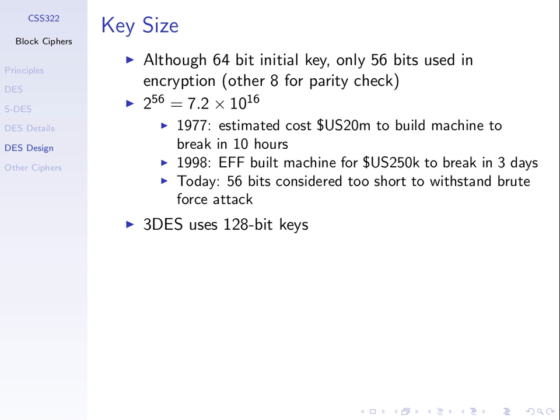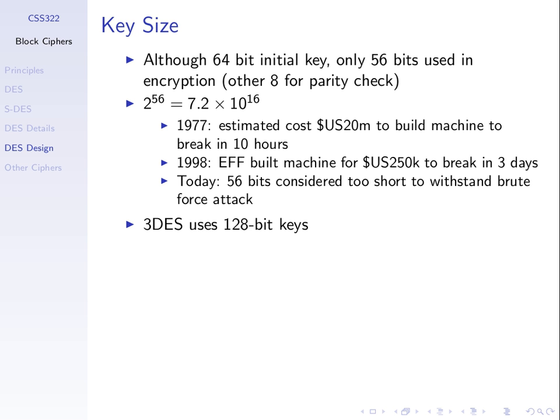So 56 bits is considered too short against a brute force attack. It's not long enough. We need more bits. So that's the primary problem with DES. The key's too short. The algorithm is considered secure. People don't know of any, well, there are no known flaws in the algorithm that make it easy to break, but the key length is too short.